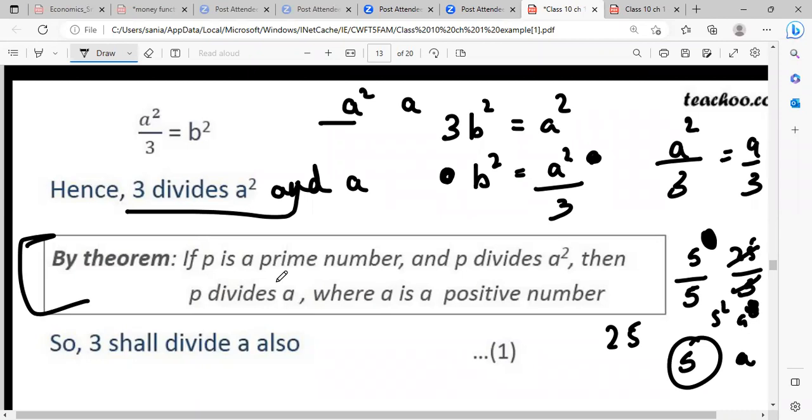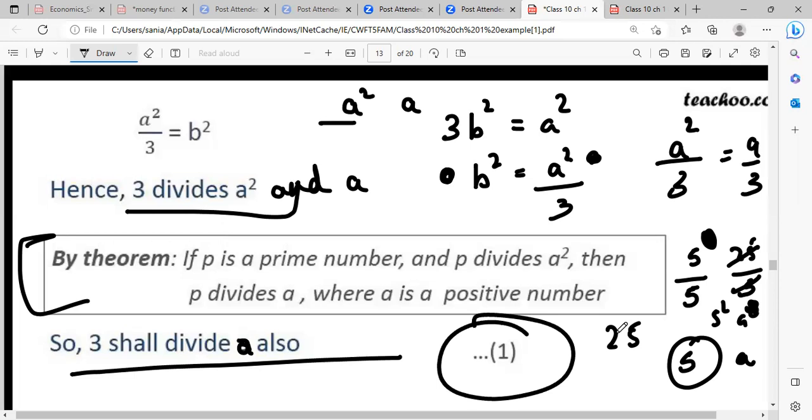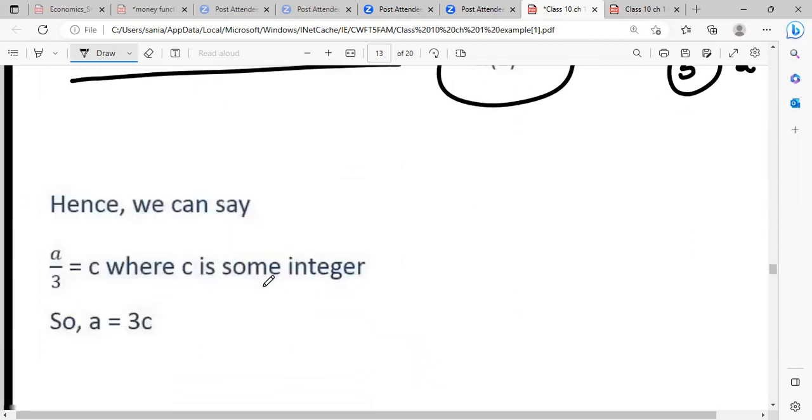Clear? Yes, ma'am. Okay. So now this is the thing. If 3 is dividing A square, by theorem you get to know that 3 shall divide A also. Clear? Yes. Okay. So this is the first equation from your end: that 3 divides A square as well as A. Clear? So we got this. Now, hence we can say that A upon 3 equals C.